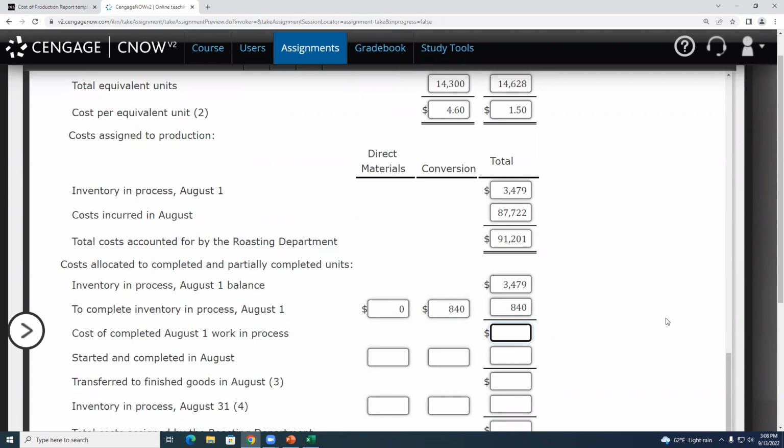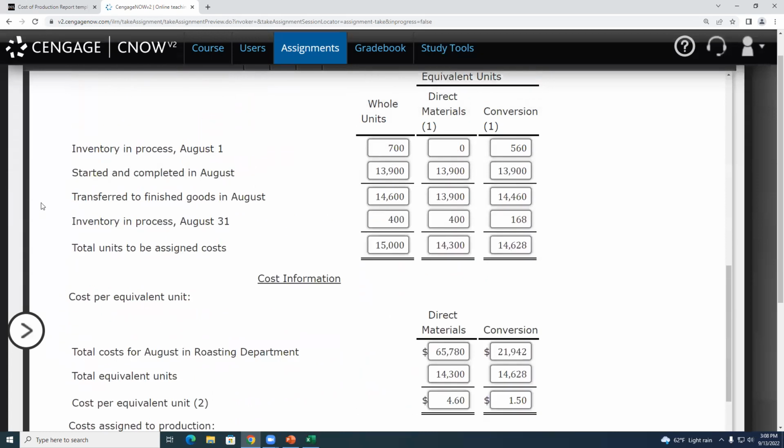So that beginning inventory already had $34.79 at the beginning of the month, and we just added to it $840 worth of conversion costs to finish up those units. We finish those units and we transfer them on to whatever comes next, whether it's the finished goods department or the next step in the production process. Everybody good so far? Okay.